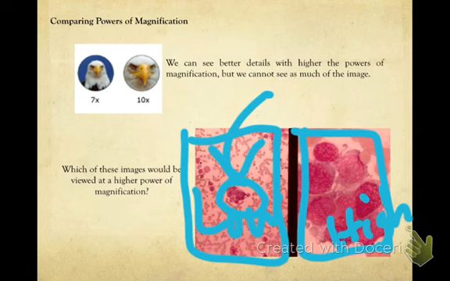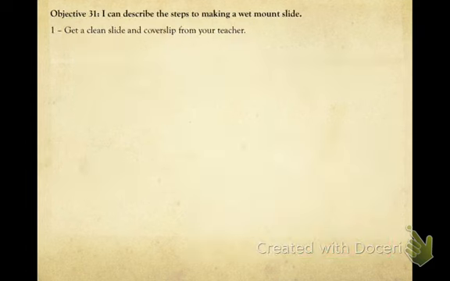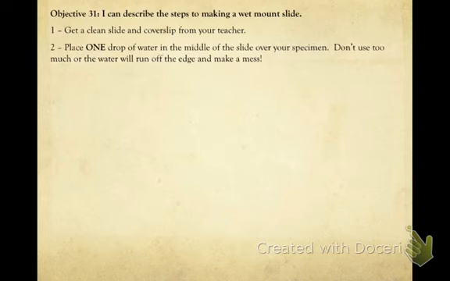Okay, moving on, we're almost done. We need to talk about how to make a wet mount, and we're going to be doing that in lab this week. So I can describe the steps to make a wet mount slide. Step 1, get a clean slide and cover slip from your teacher. The slide is the glass thing, and the cover slip is this little square, clear plastic piece that goes over top of the slide.